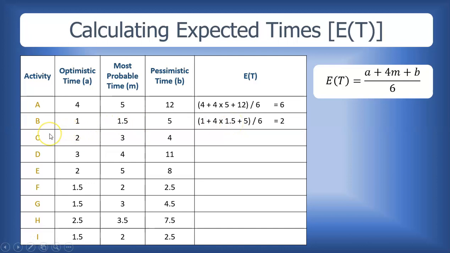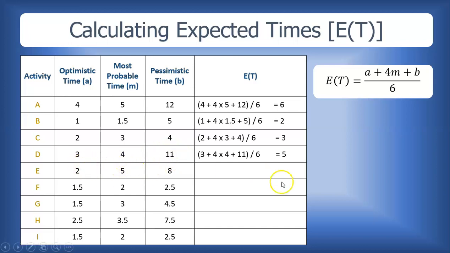For C, we have 2 plus 4 multiplied by 3, 12. That's 14. Plus 4, 18. All divided by 6. That gives us 3. For D, we have 3 plus 4 multiplied by 4, which is 16. So 3 plus 16, that's 19. Plus 11, that's 30. Divided by 6 gives us 5.